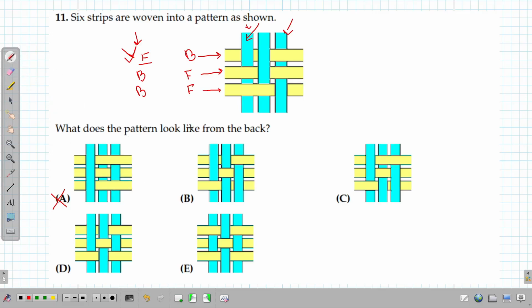Let's do that with B. The yellow strip is in front of the blue strip, which is correct. The yellow strip is behind the blue strip, so this is also correct. And the yellow strip is behind the blue strip, so this is also correct. So this means B could be our answer. I'm saying this because we're only looking at one blue strip, and we have more blue strips to go, so that's why it could be an answer.